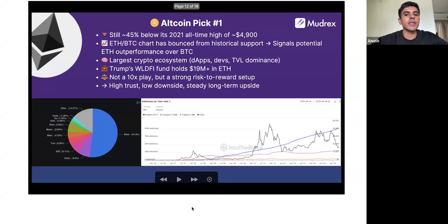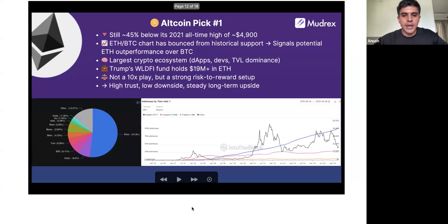In terms of price, even though Ethereum has grown substantially over the past week and ever since May, it is still over 45% below its all-time high from 2021. That's when it was trading around $4,900, just for perspective. And just this year alone, it's almost 25% down. But here's where it gets really interesting. Take a look at the ETH to BTC chart. For those unfamiliar, this chart simply compares Ethereum's price performance relative to Bitcoin. If the chart is going up, it means ETH is outperforming BTC. If it's going down, BTC is doing better.